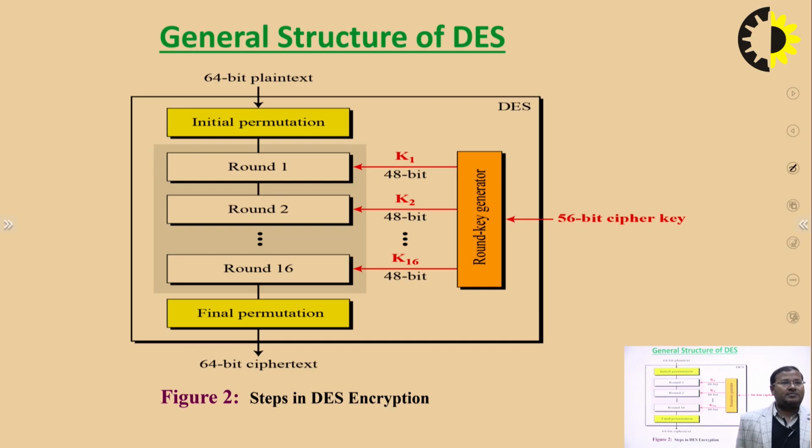General structure of DES. So 64-bit plain text is converted into 64-bit cipher text using the 16 rounds. The initial permutation is performed at the start, and finally the inverse of the initial permutation, that is the final permutation, is performed, using 48-bit keys, that is K1 to K16. It is represented here. So this is the general structure of DES.